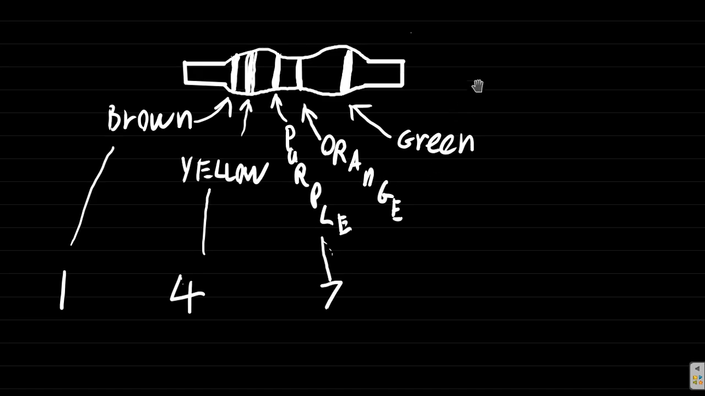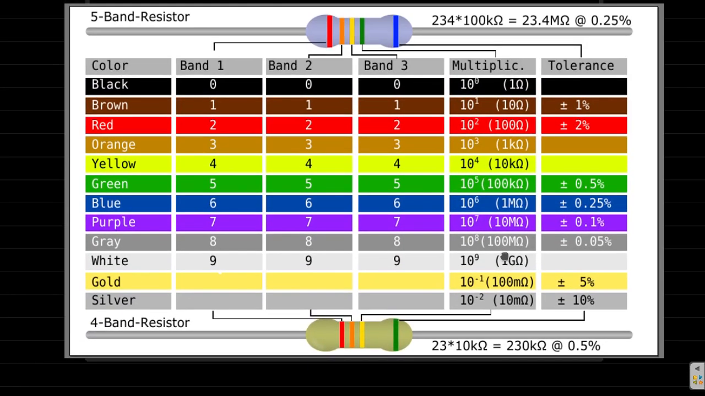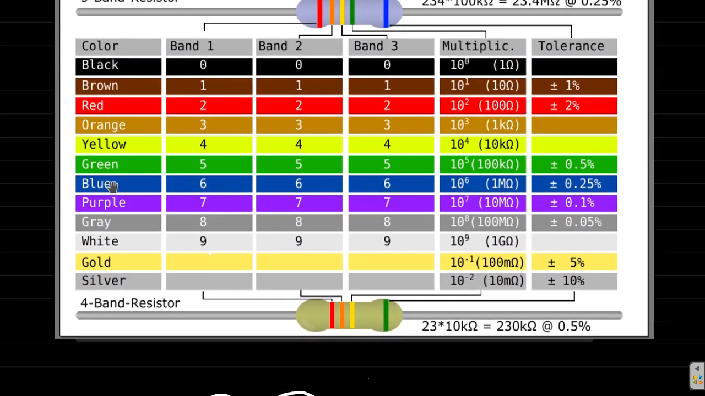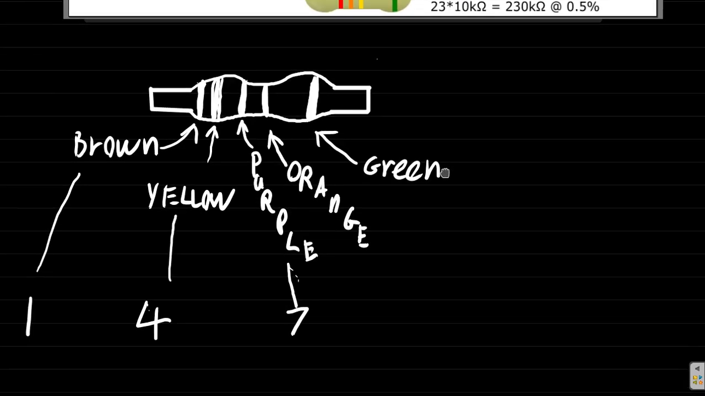Now, orange is the next color, the second to last color, meaning that it is the multiplier. Let's look for orange, and we see 3. Because you can see that for orange, the number associated with orange is always 3. So the multiplier is 10 to the power of 3. So for orange, you will have times 10 to the power of 3.